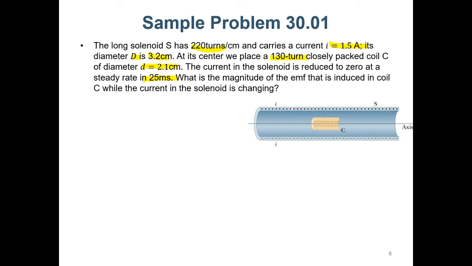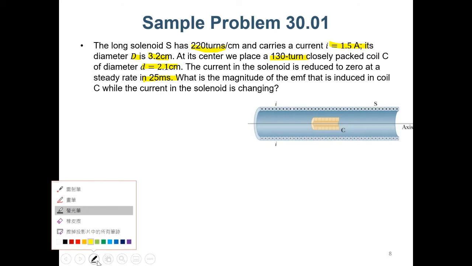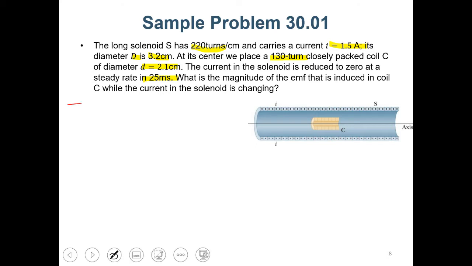So first, we calculate the magnetic flux. The magnetic flux, Phi B, is actually B times A.